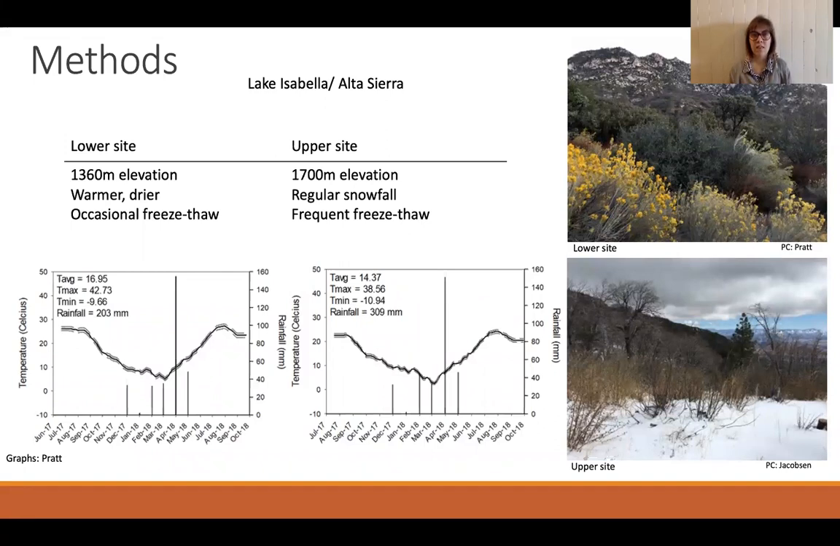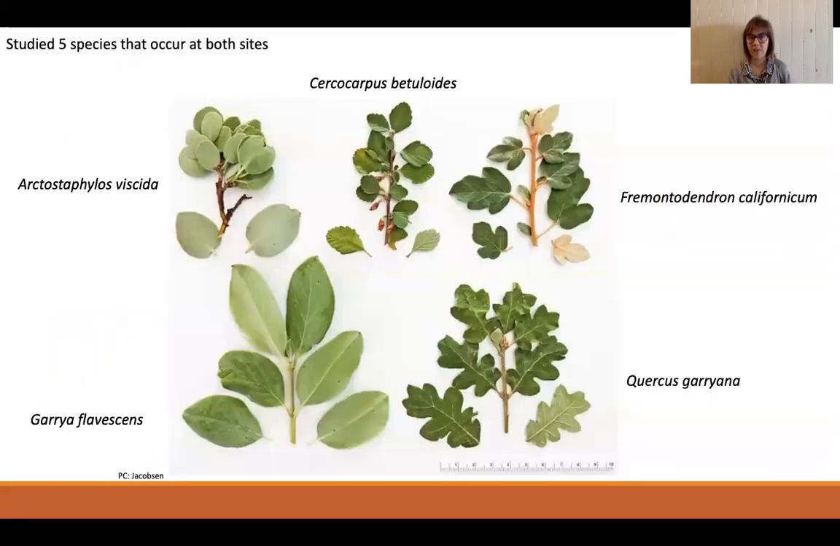For this study, I worked in the Lake Isabella Alta Sierra area, and for my thesis project, I'm looking at two different elevational gradients. But for the purposes of this presentation, I grouped the two sites together and am only looking at differences between stems and roots. I looked at 5 chaparral shrubs that occurred at these sites: Arctostaphylos viscida, Cercocarpus betuloides, Fremontodendron californicum, Garrya flavescens, and Quercus garryana.